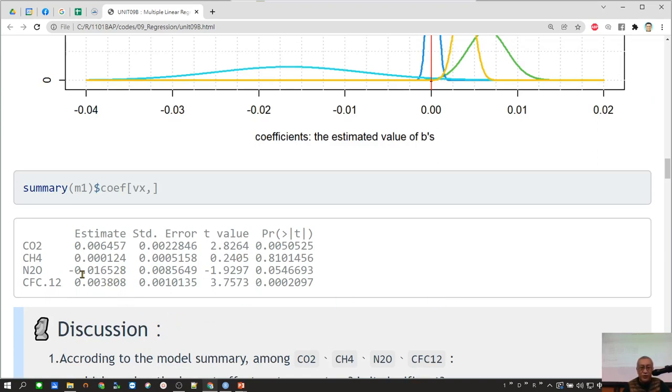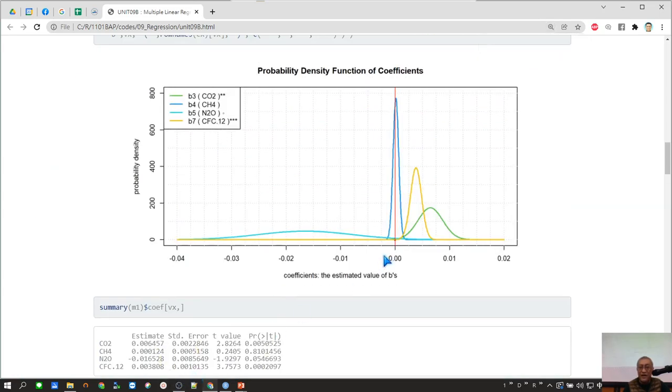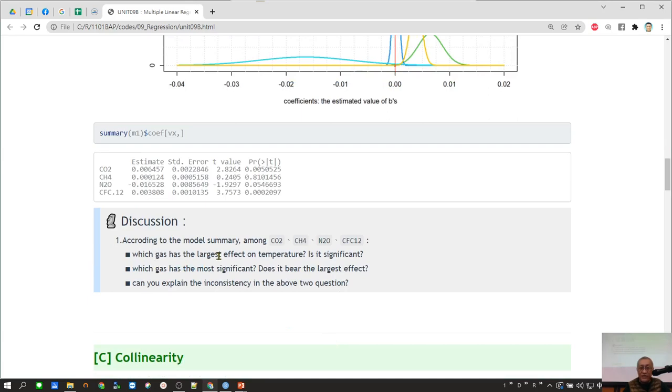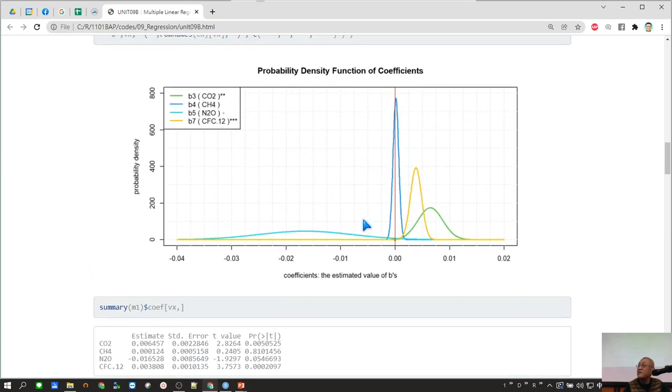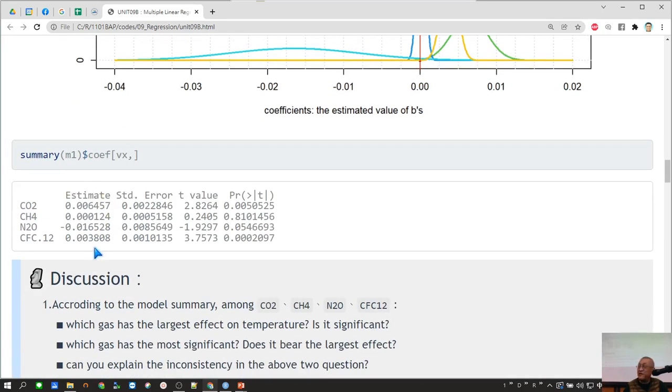If we plot the estimation and the standard error of these four coefficients in this plot, can we tell which one has the largest effect? Anyone, do you want to try it? Which one has the largest effect in these four cases? The largest effect means that it has the largest absolute value on the estimation. So the one that has the largest effect is this guy, right?